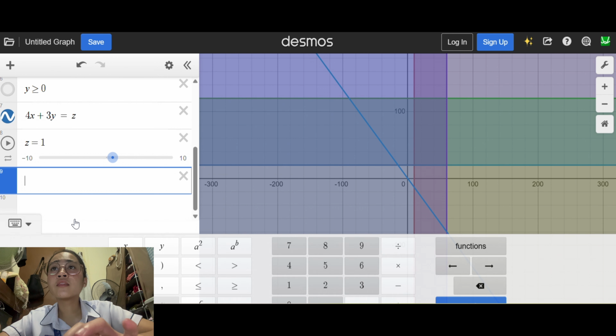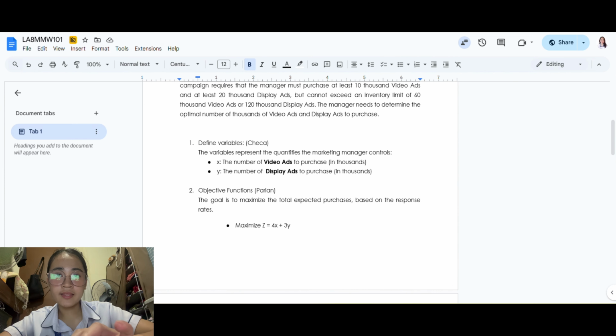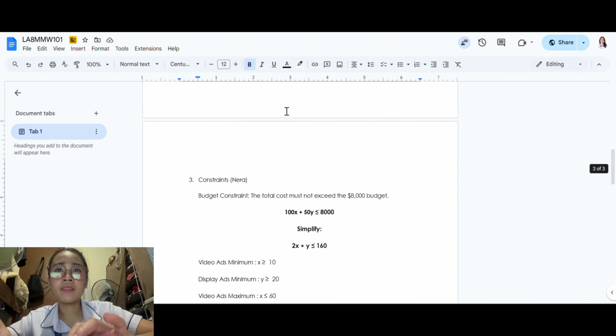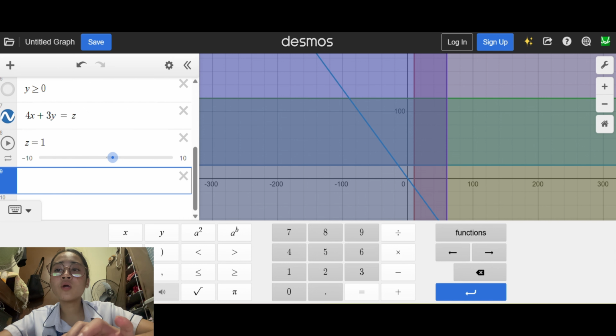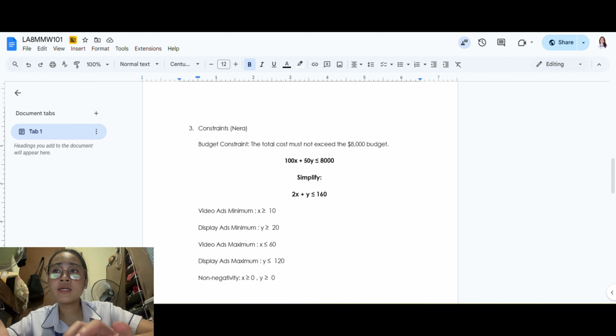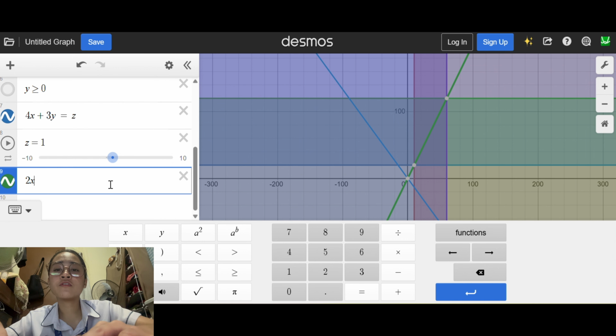Next is the budget constraint. So the total cost must not exceed the 8,000 budget. So let's simplify the budget constraint to a smaller value. It becomes 2x plus y, because we divide it by 50, y is less than or equal to 160.